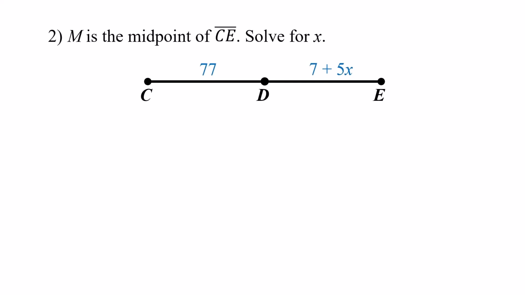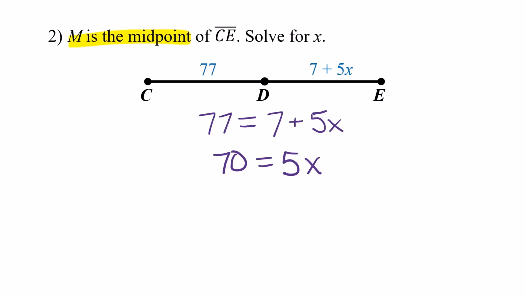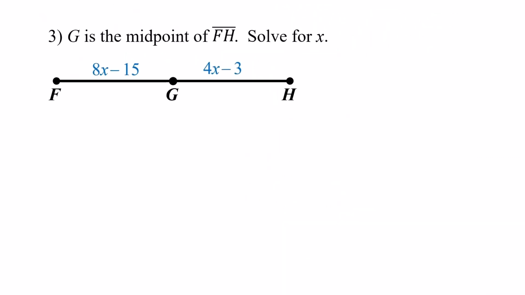M is the midpoint of CE. They are straight up telling us that that is true right now, and you are supposed to solve for x. If you want to try to do this on your own, pause. Otherwise, I'm moving forward for the solution. If it is a midpoint, it means that the two pieces are equal to each other. So I'm just going to set up the equation. 77 equals 7 plus 5x. I subtracted 7 from both sides. I did it in my head. I get 70 equals 5x. Divide both sides by 5. x equals 14.